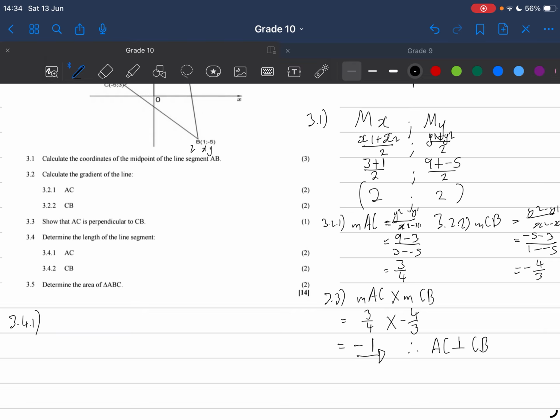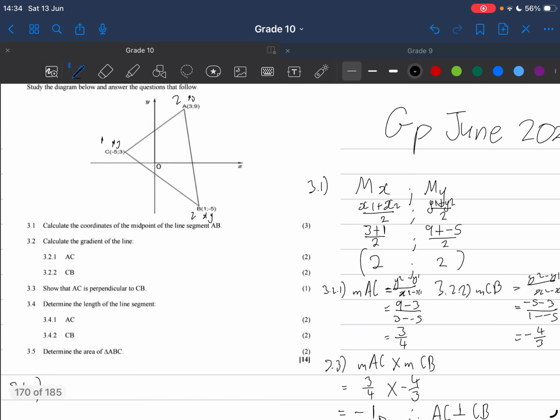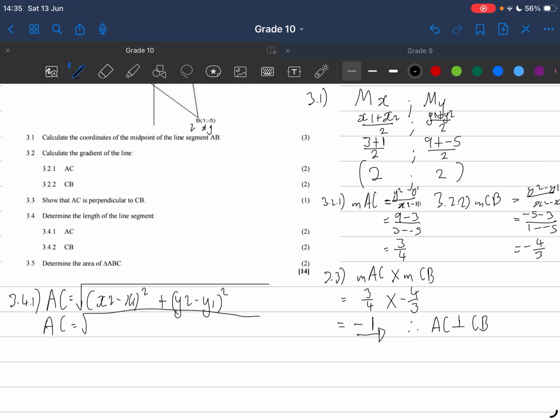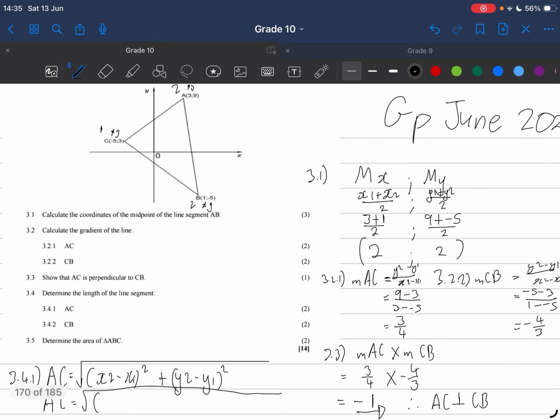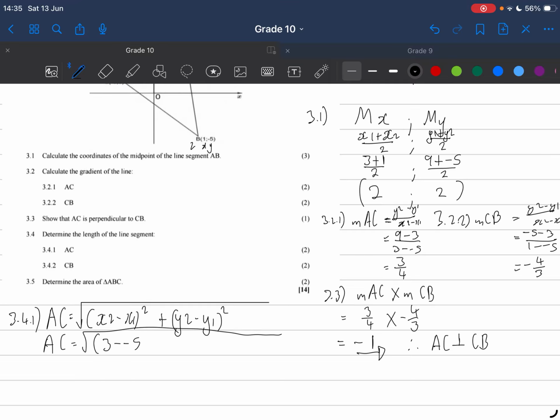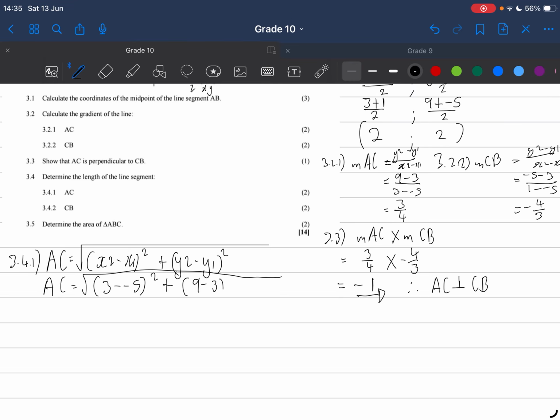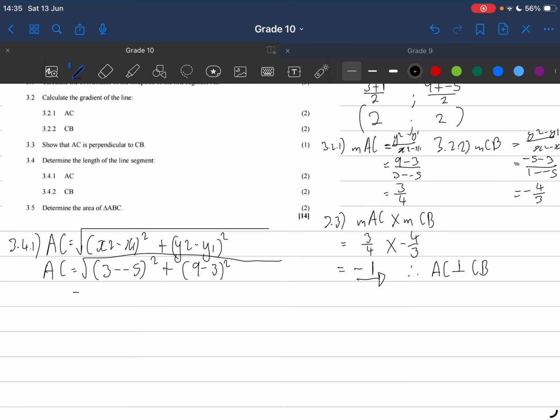3.4.1, the length of line segment AC. So AC is over here. So the length of line AC is going to equal the square root of x2 minus x1 squared plus y2 minus y1 squared. X2 is going to be 3 minus -5 squared plus y, which is going to be 9 minus 3 squared.